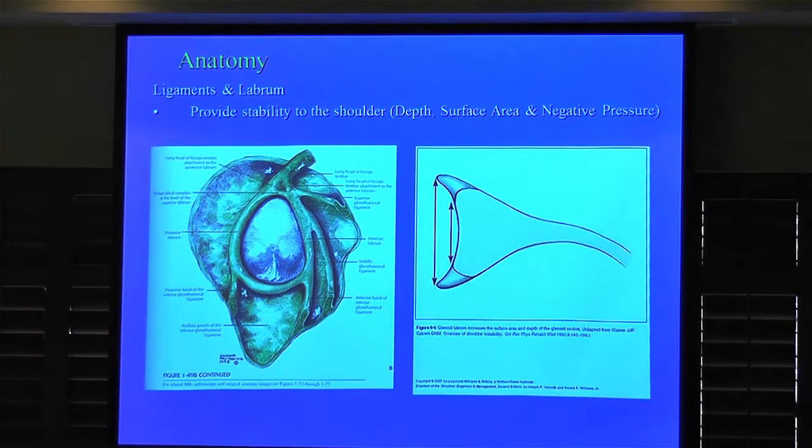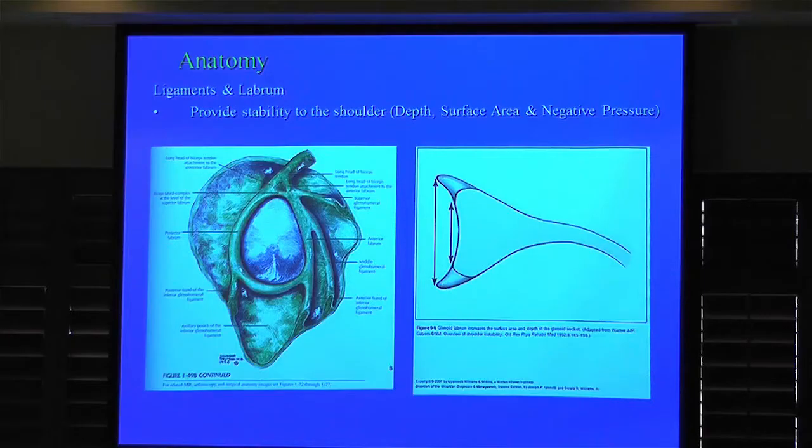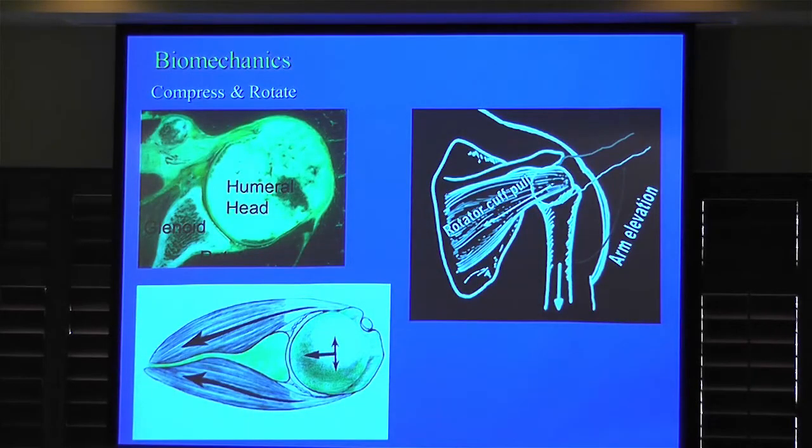Looking at the static stabilizers, you've got the ligaments, which act as check reins, much like mooring a boat to a dock. The labrum here is a bumper, and it provides depth to the socket for some static stability. But the main function of the rotator cuff is to compress and rotate and keep the head centered on the glenoid. And in order to do this, we're going to go through force coupling.